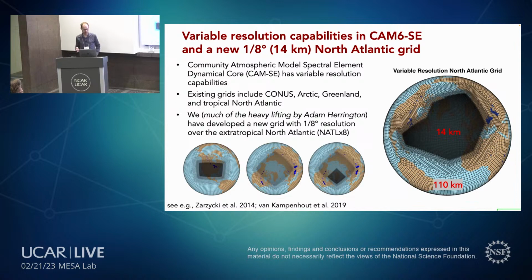So what we're doing is we're taking advantage of the variable resolution capabilities in CAM-SE and developing a new grid, with Adam Harrington doing a lot of the heavy lifting on this effort to design this nice new grid where we have 14 kilometer or about 1/8 of a degree resolution in the North Atlantic, but can still resolve the rest of the globe at the lower 110 kilometer or 1 degree resolution.